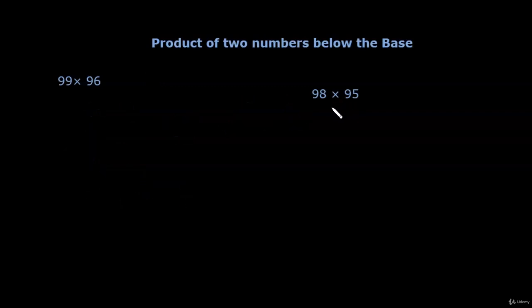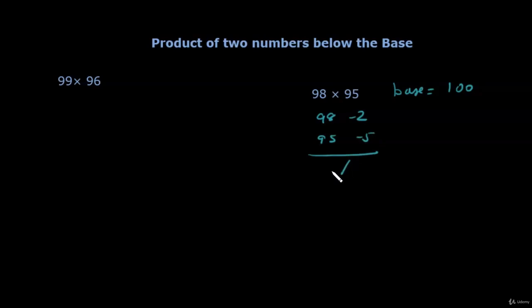For finding the product of these two numbers, first of all we have to decide about the base. Because both the numbers are below 100, the base is 100. These are 2-digit numbers, so we place 2 zeros after 1. So this is how we can write the base of a number. Now 98 is 2 less than 100 and 95 is 5 less than 100.